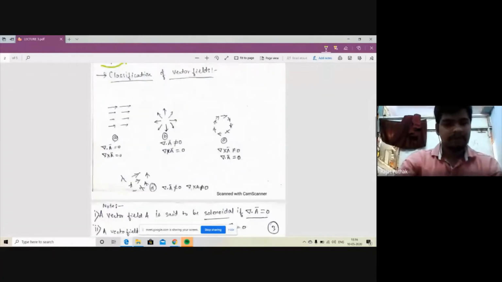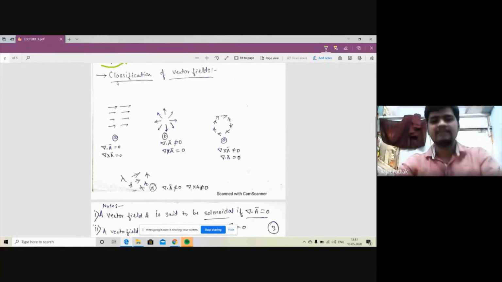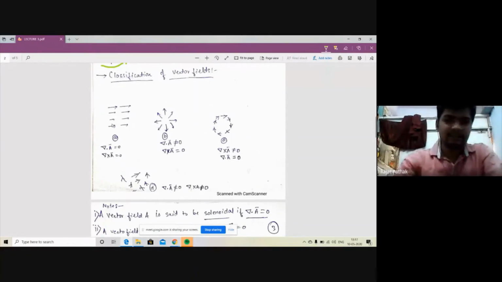So the Laplacian is cleared. Next topic is the classification of vector fields. How to classify the vector fields. This is the first one, second one, third one, and fourth one. So we will analyze it deeply.